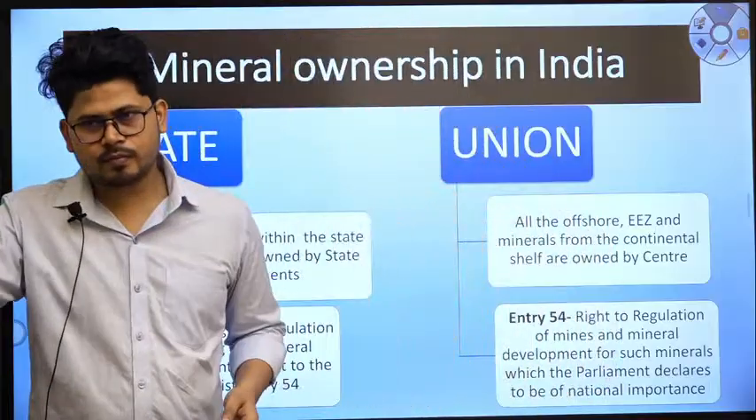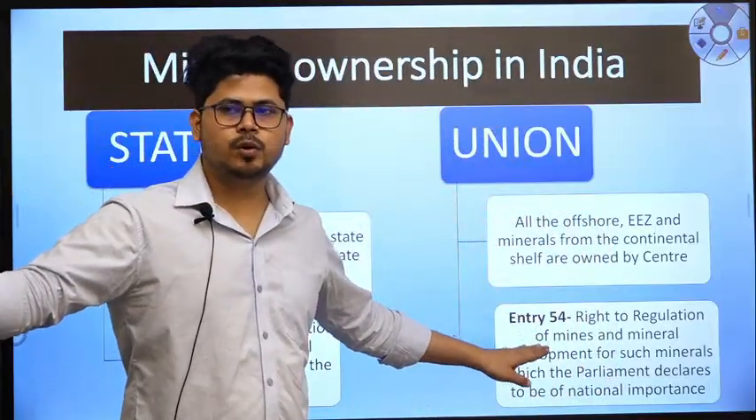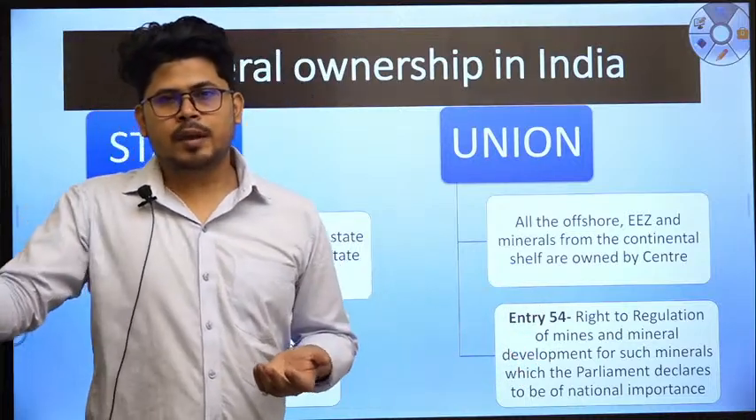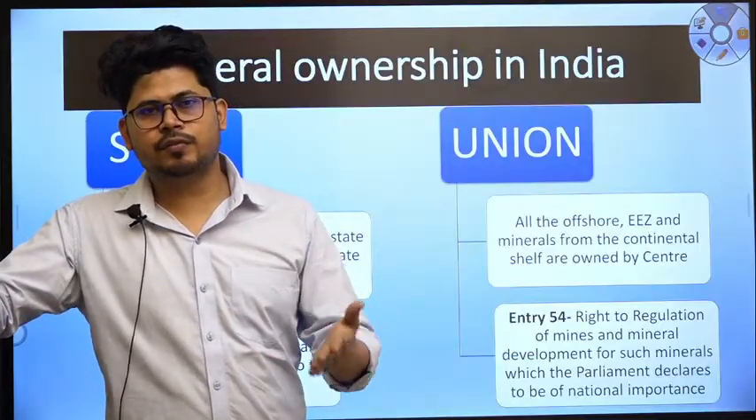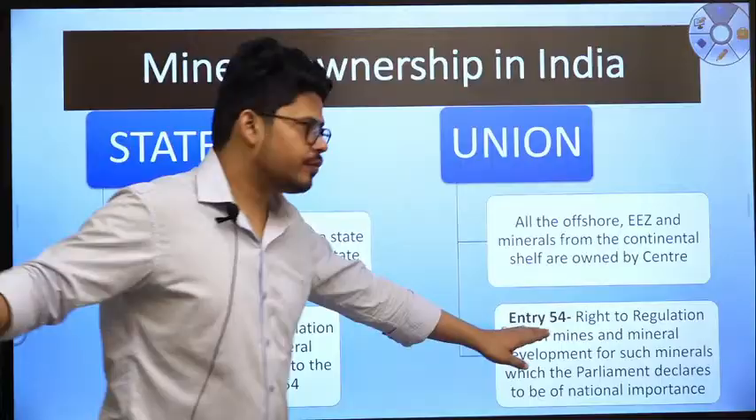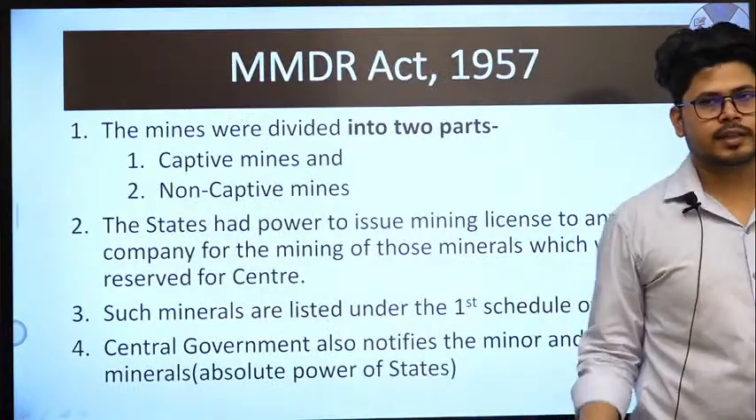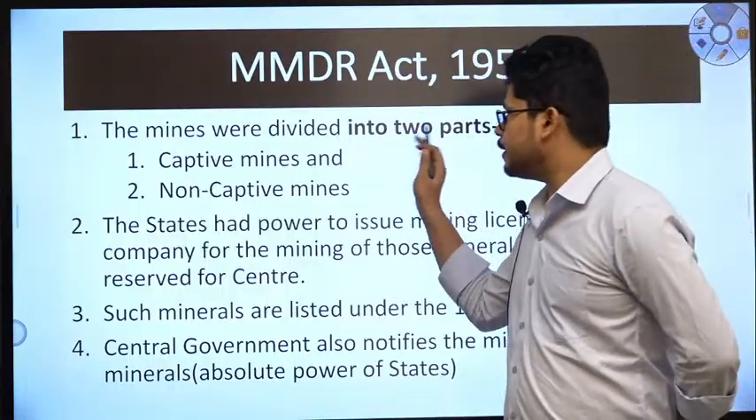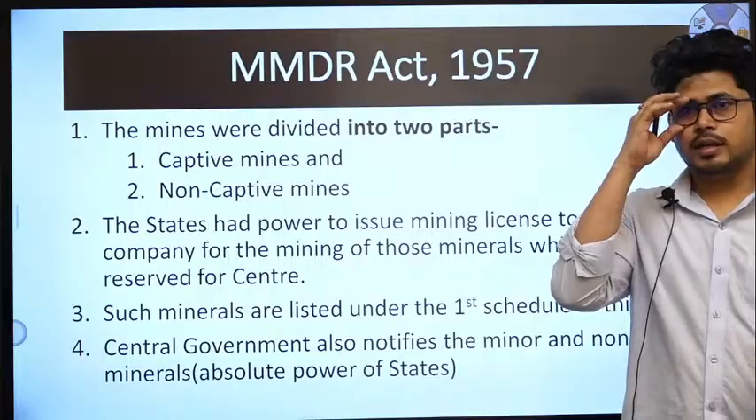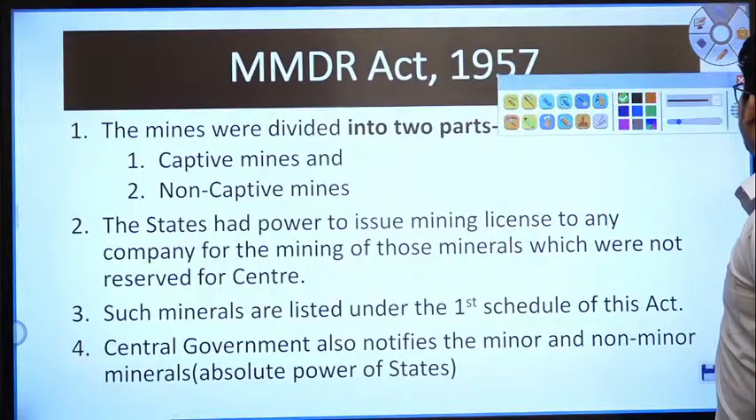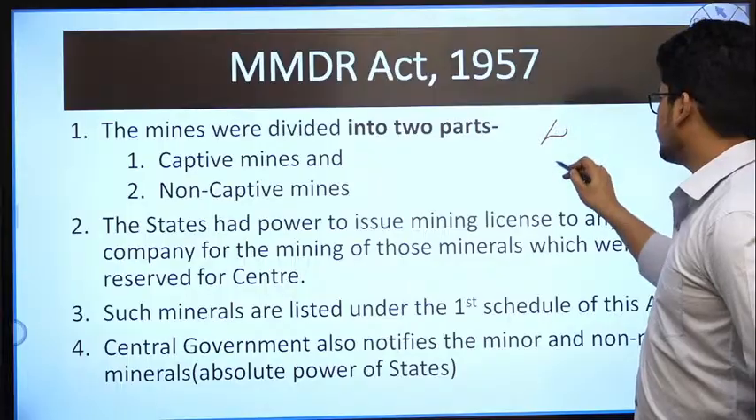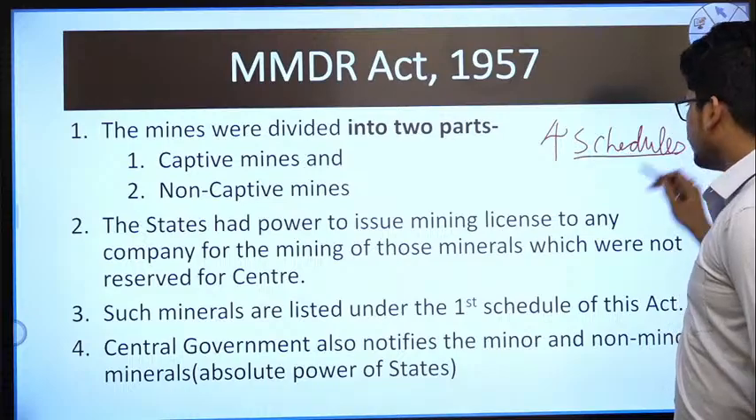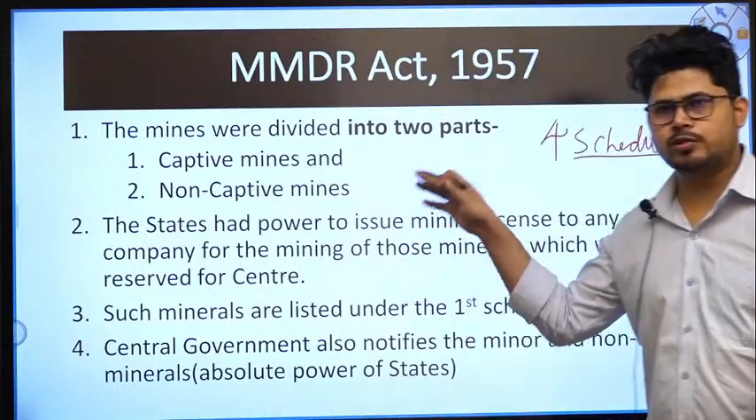Okay. Now in pursuance of entry 54, the central government enacted what? The Mines and Minerals Development and Regulation Act 1957. In pursuance of entry 54. Now we are going to deal with that act, the MMDR Act 1957. First I will tell you beforehand, the act has 4 schedules. We'll be talking about the 4 schedules right now.